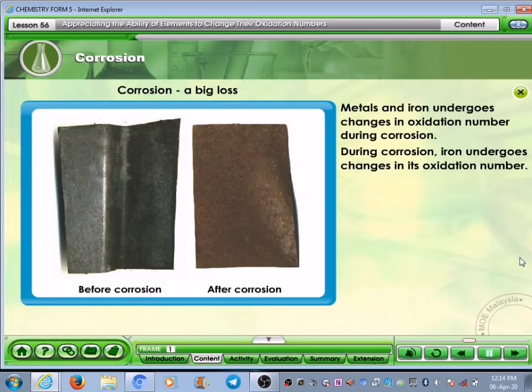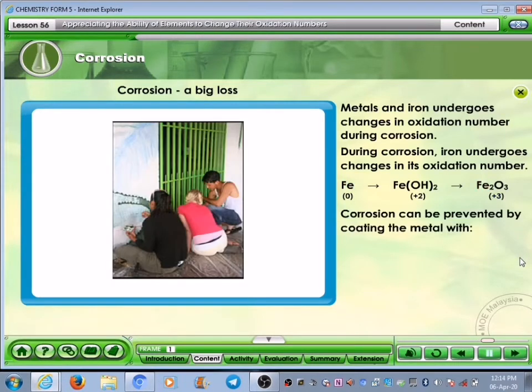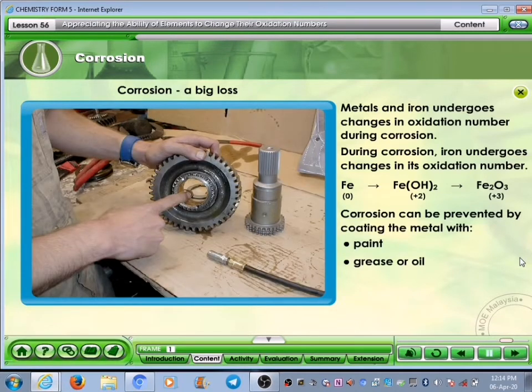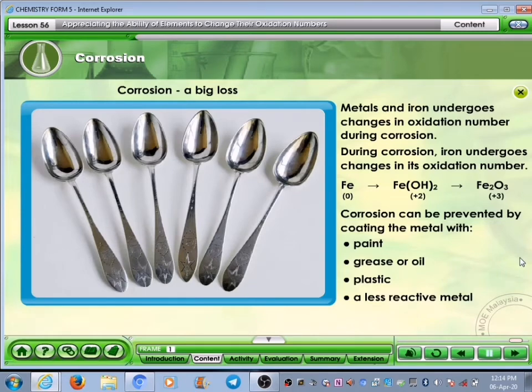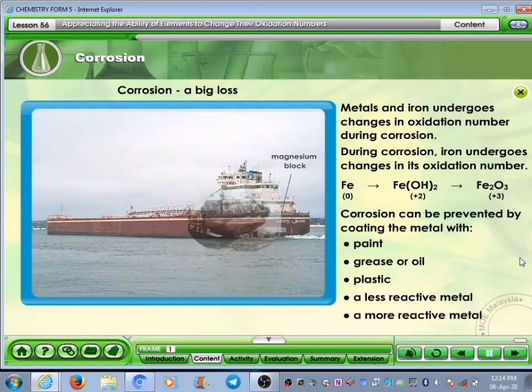When iron corrodes, it undergoes changes in its oxidation number from 0 to +2 or +3. Our efforts in preventing corrosion is by coating the iron or steel with paint, grease or oil, plastic, a less reactive metal, or a more reactive metal.